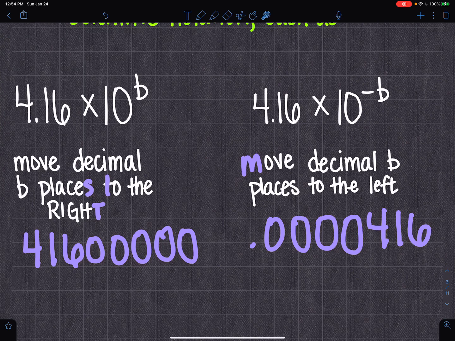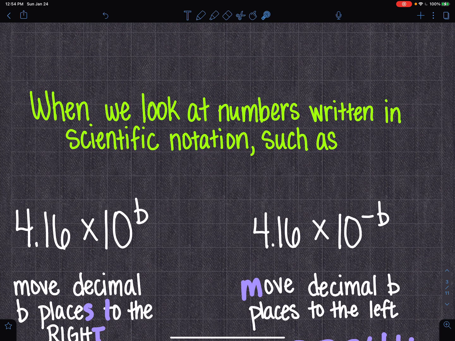And the whole purpose of doing this is that you don't have ridiculous numbers in your lab book. It's a shorthand method of writing ridiculously small or ridiculously big numbers.